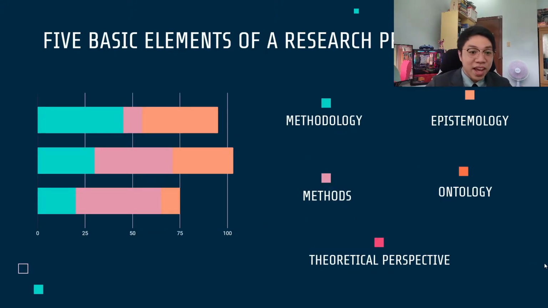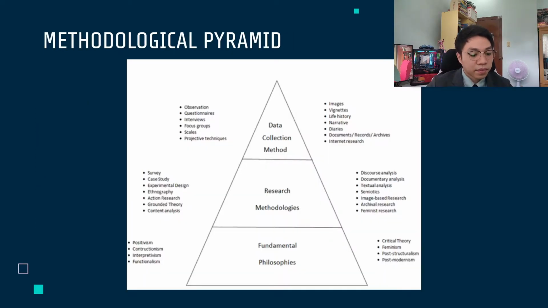Now that we've discussed that, we can also move on to the five basic elements of a research proposal. The first one would be methodology, then it is followed by the epistemology, then the methods, then the ontology of the research, and finally, the theoretical perspective.